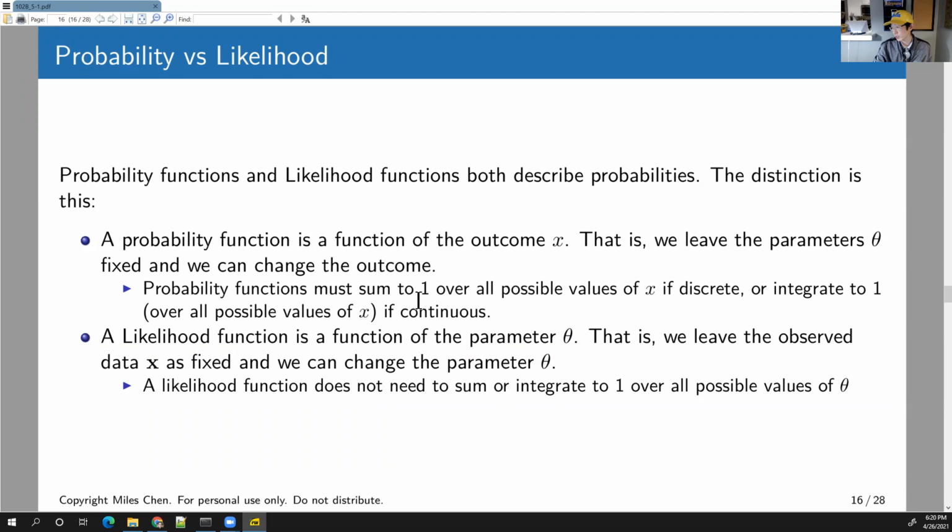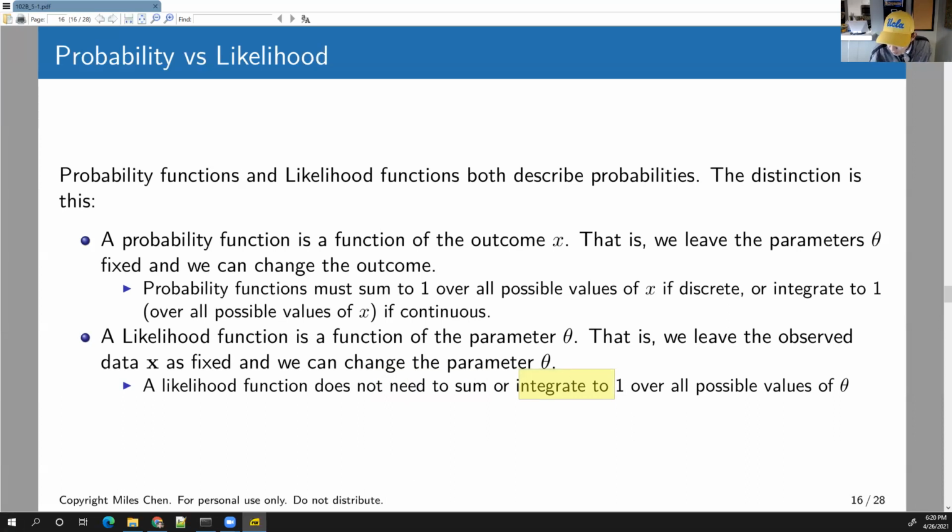So we have both x and theta in our functions, but with the probability function theta is fixed, and we're changing x. Over here with the likelihood function, x is fixed, and we're changing theta. And so when you change all of the theta values, the likelihood function is not necessarily going to sum to 1, and it's not necessarily going to integrate to 1 either.